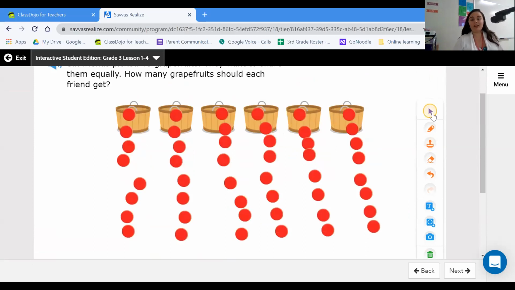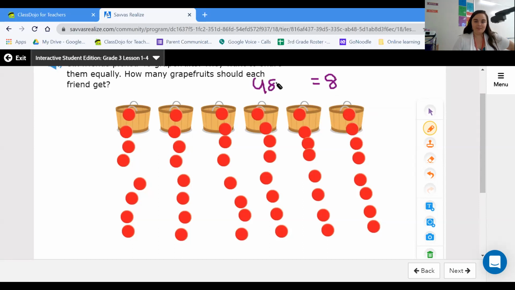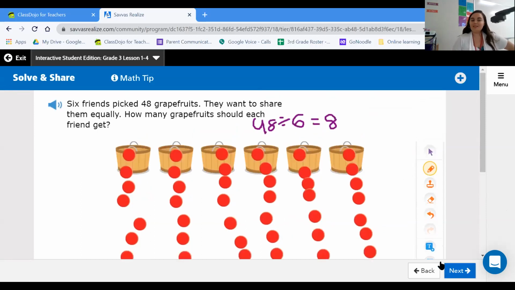So now we just have to count out how many are attached to each grouping. So we've got 1, 2, 3, 4, 5, 6, 7, 8 of them in each basket. So to answer their question, how many grapefruits should each friend get? They should get 8 each, because 48 divided by 6 baskets equals 8 in each basket. All right? So that's what we're going to be focusing on today, using those counters, those pictures, to help us solve a problem.